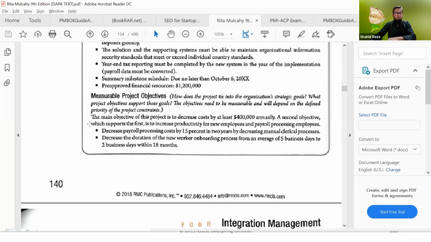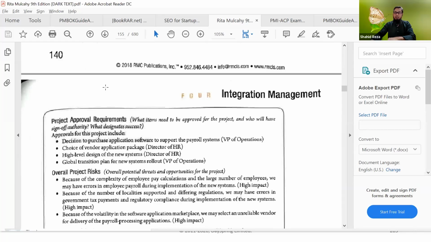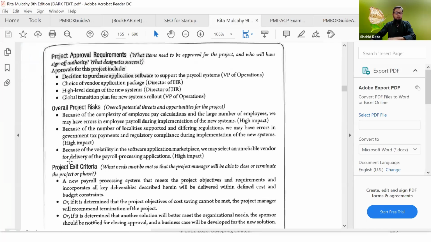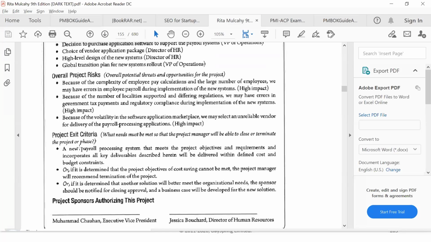Okay, let me go to the next points. Approval requirements. At different levels, what kind of approval is required and who will give the approval. If you know that, you should write here. Then high level project risks and also project exit criteria. When you will understand the project is finished, this is known as project exit criteria. So when you meet these criteria, then your project will be finished. So those will be the exit criteria.